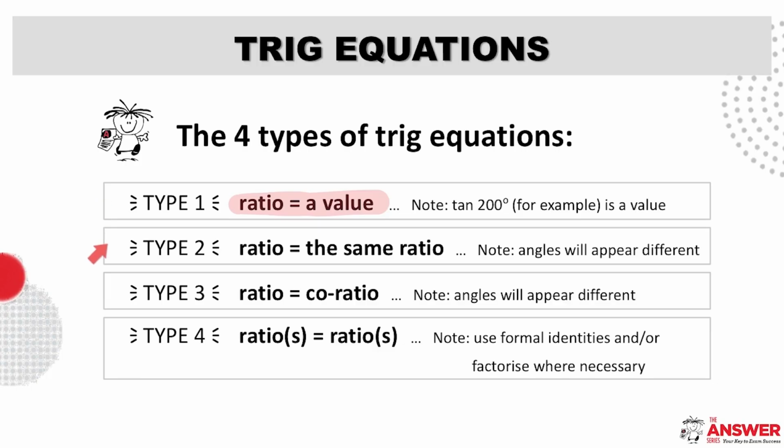Type 2 is where you have a ratio equaling the same ratio but where the angles appear different. Type 3 is when the ratios are co-ratios of each other. And type 4 is where you get a combination of ratios, potentially on both sides of the equation. Let's have a look now at the worked examples for each of these situations.